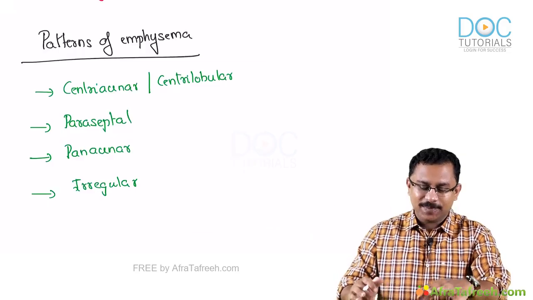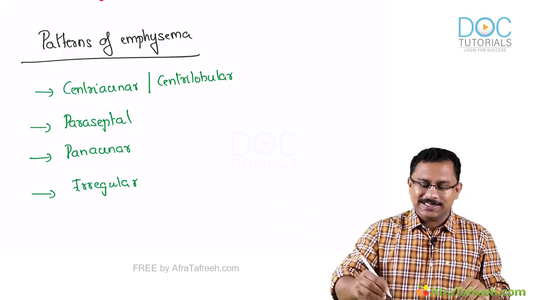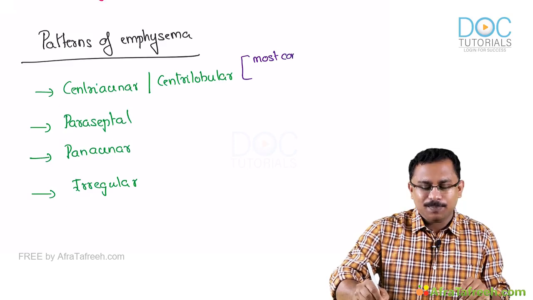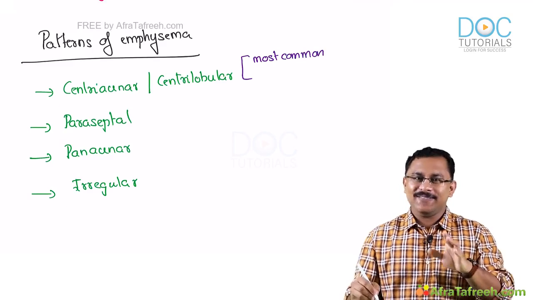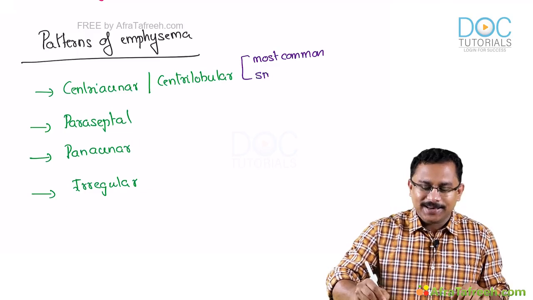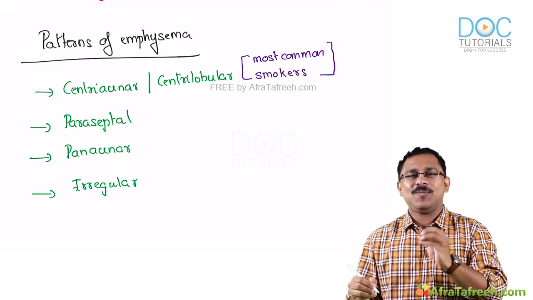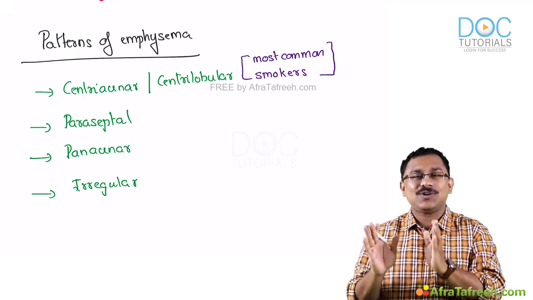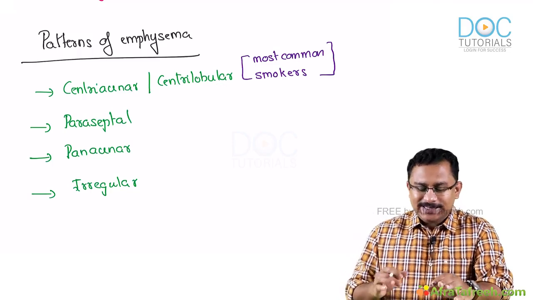Now regarding this, I want you to remember two multiple choice questions. Number one, this is the most common pattern of emphysema. Which one? The centri-acinar. Very important. That is the most common pattern. Second point is that this is the pattern that is common among smokers. Okay, this is the one that is common among smokers. So centri-acinar or centrilobular is the most common type of emphysema. Very clear? Okay.